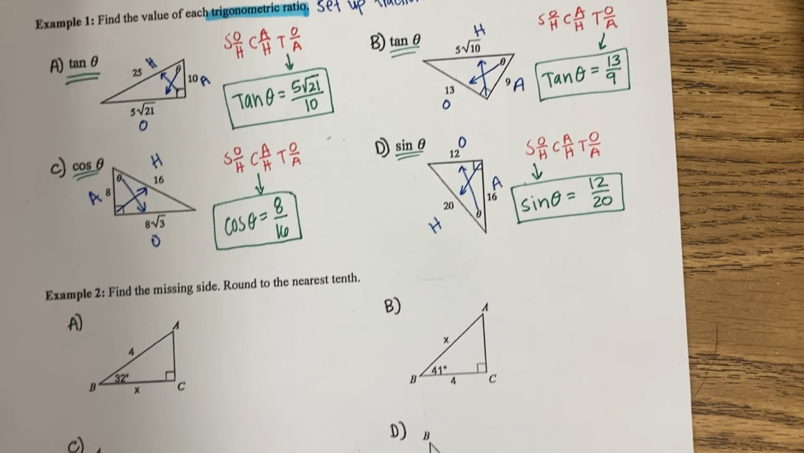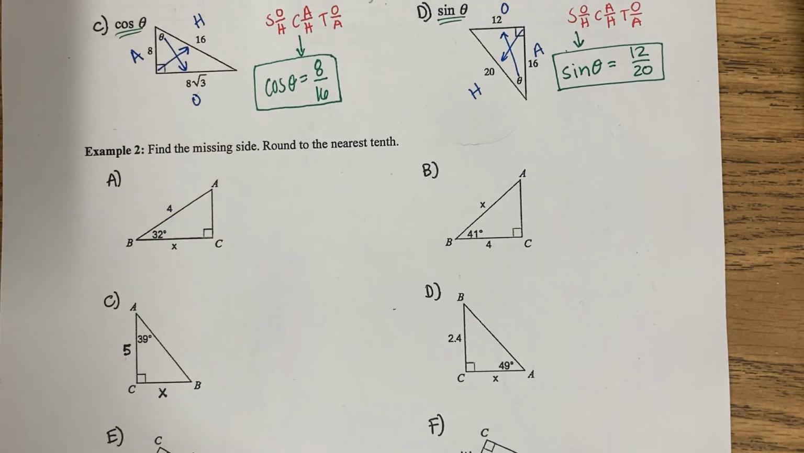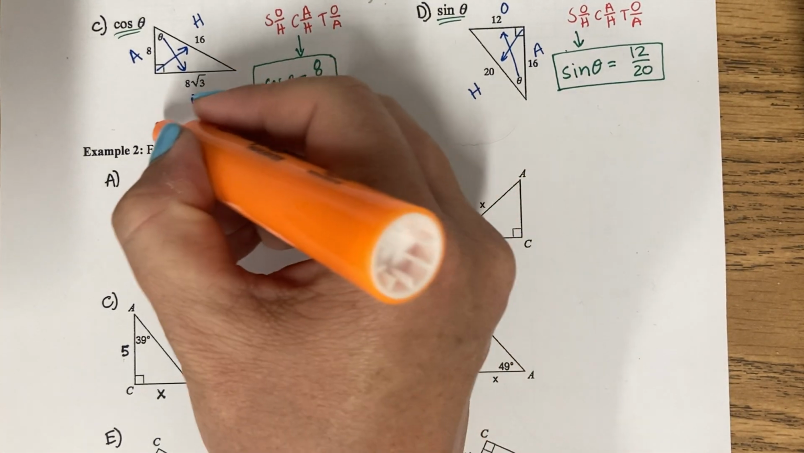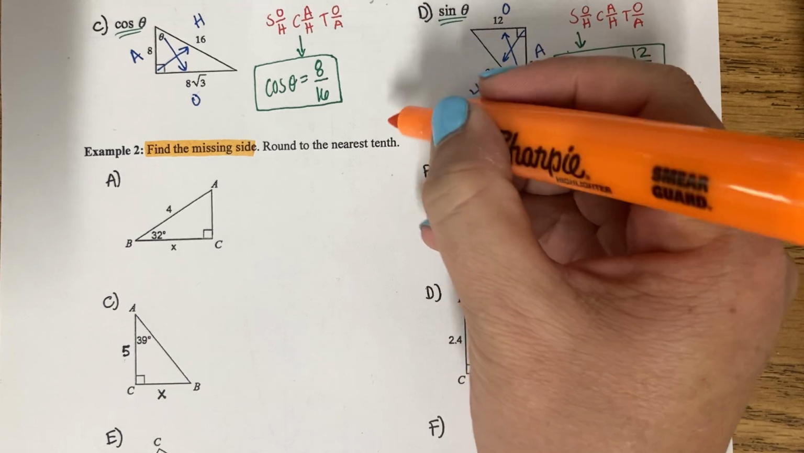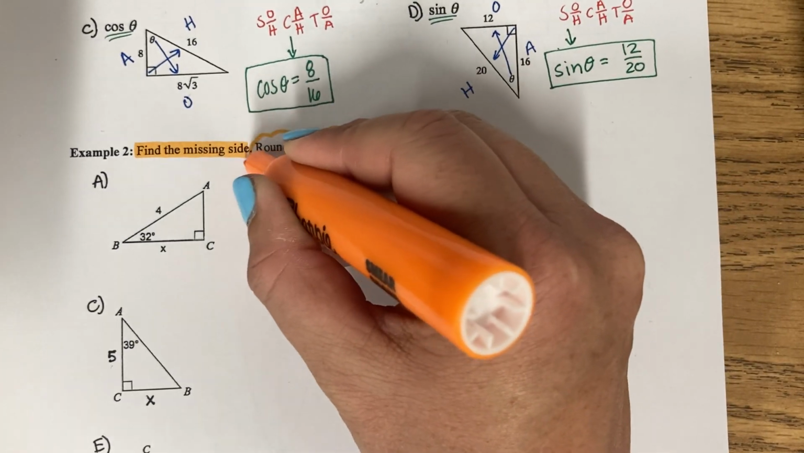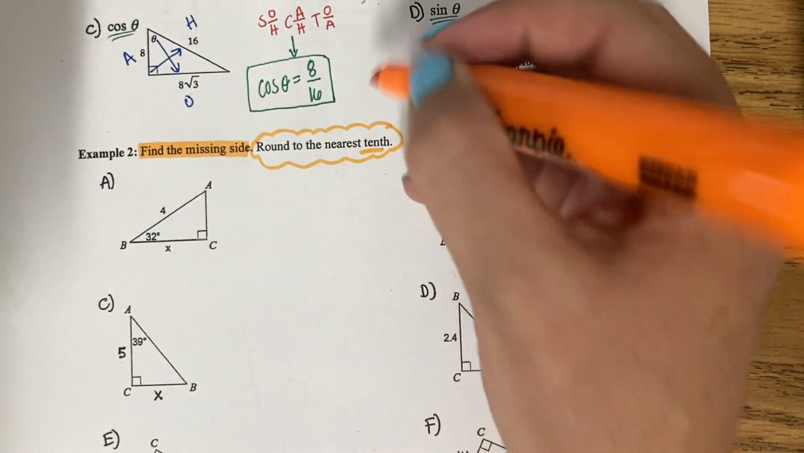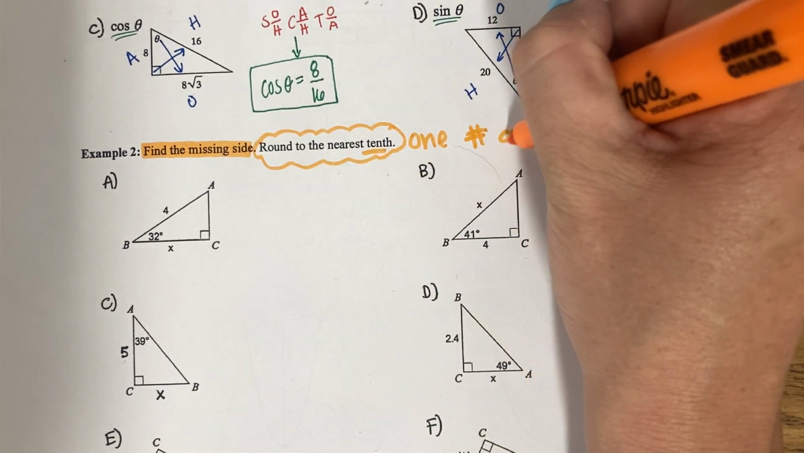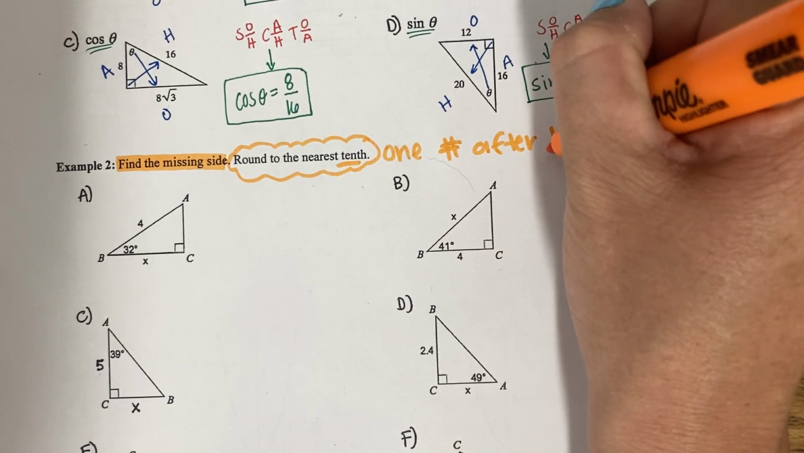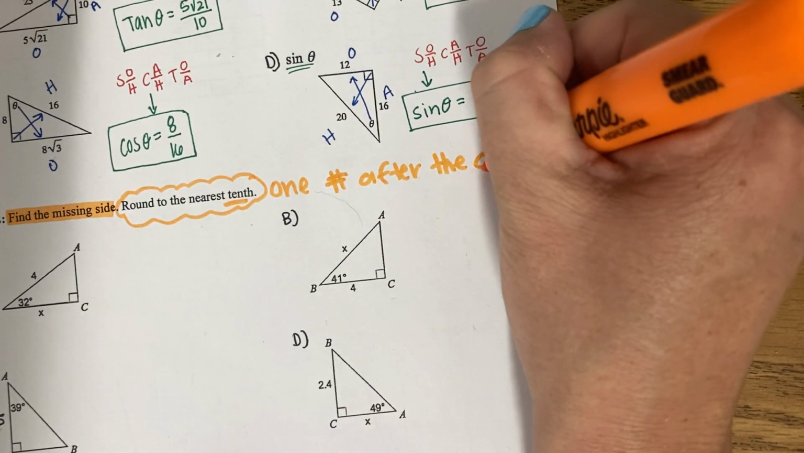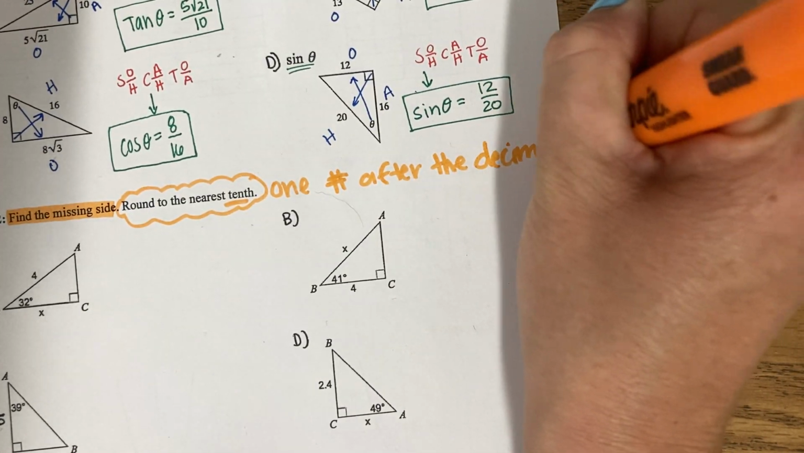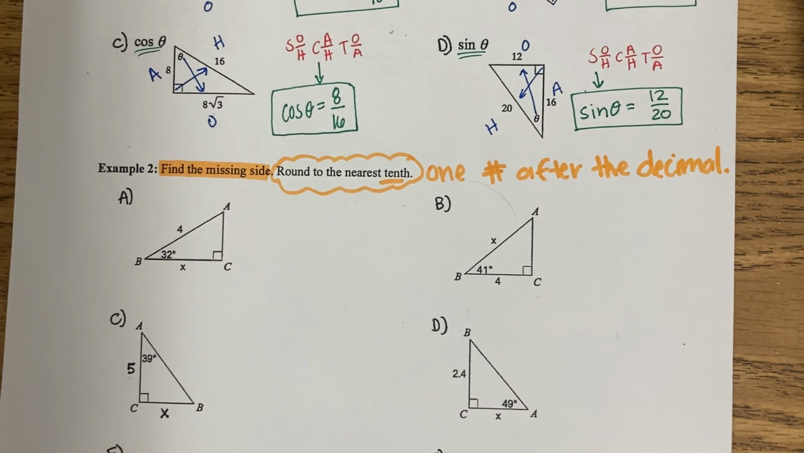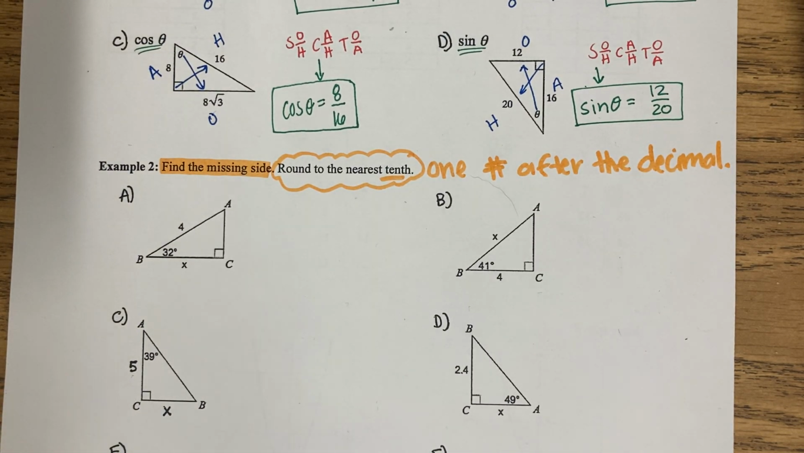Now, when they ask us to solve for the missing side, this is example 2. This is our new information that we have not done yet. So we are finding a missing side, round to the nearest tenth. That's one number after the decimal, if that helps, if you struggle. So tenth, one number after the decimal.